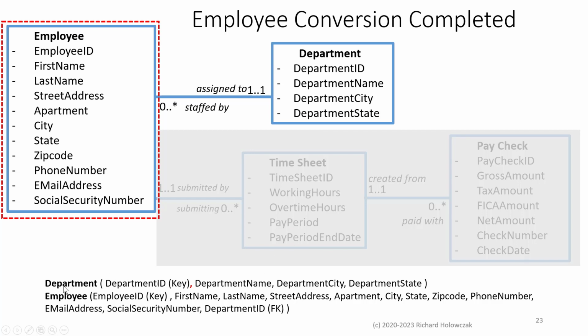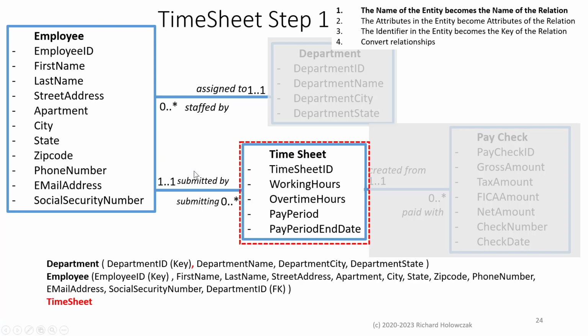We now have two relations. Department relation with department ID as the key, employee relation with employee ID as the key, and it also has department ID as a foreign key. 2 down, 2 to go. Now we just follow the relationship around again. Now we're going to work for timesheet.